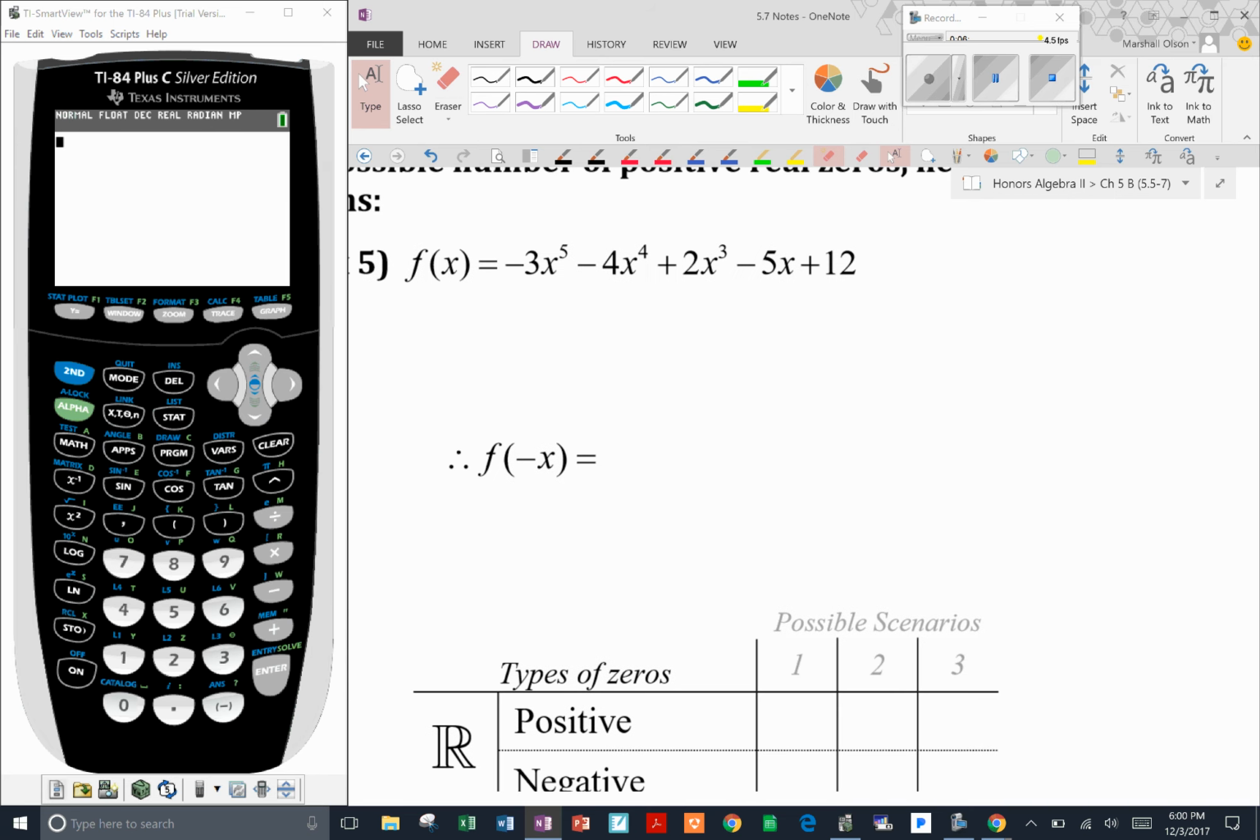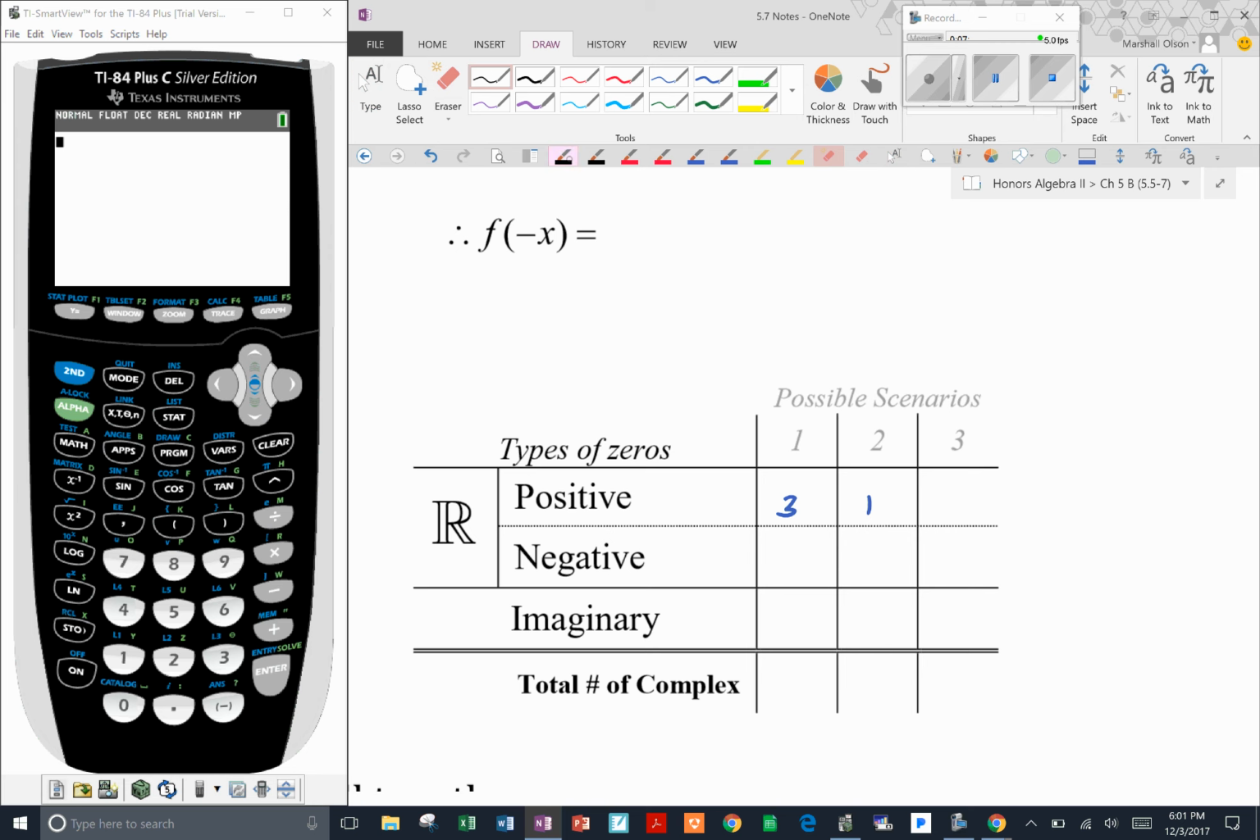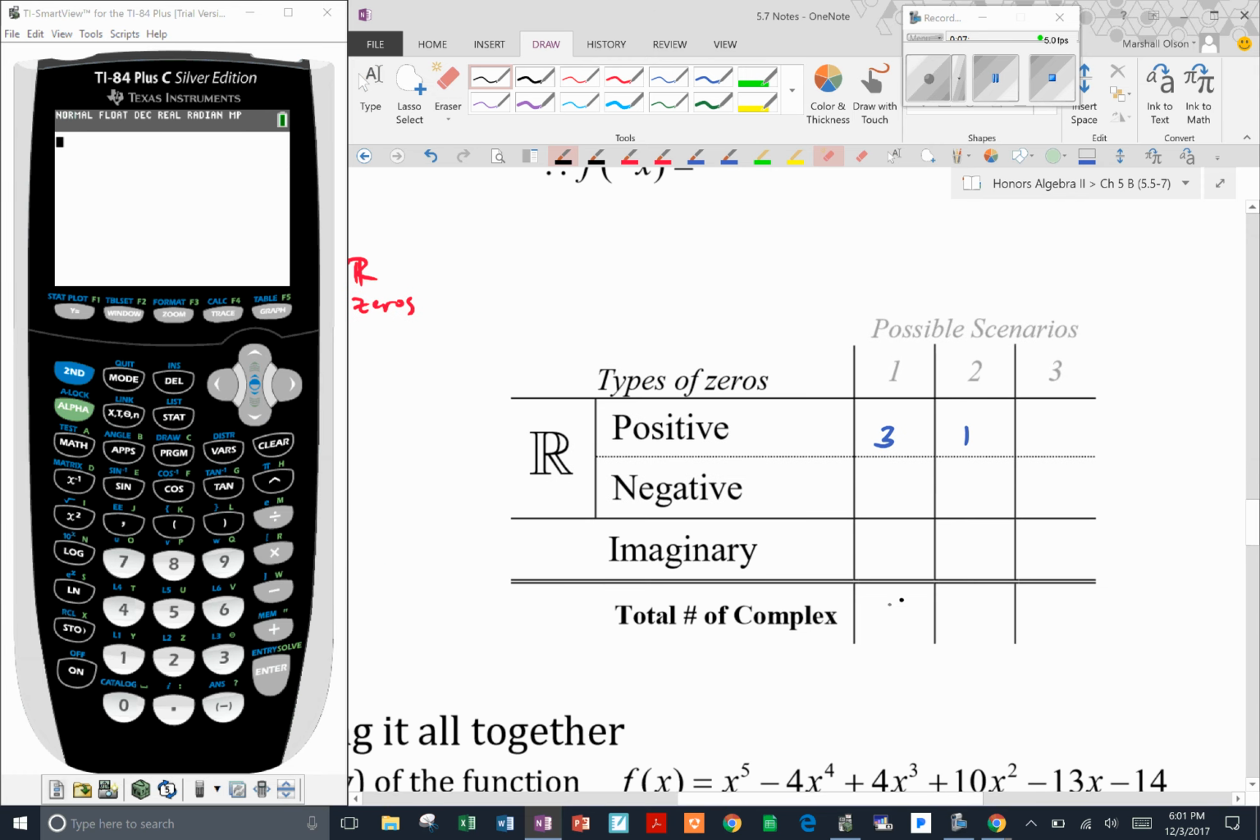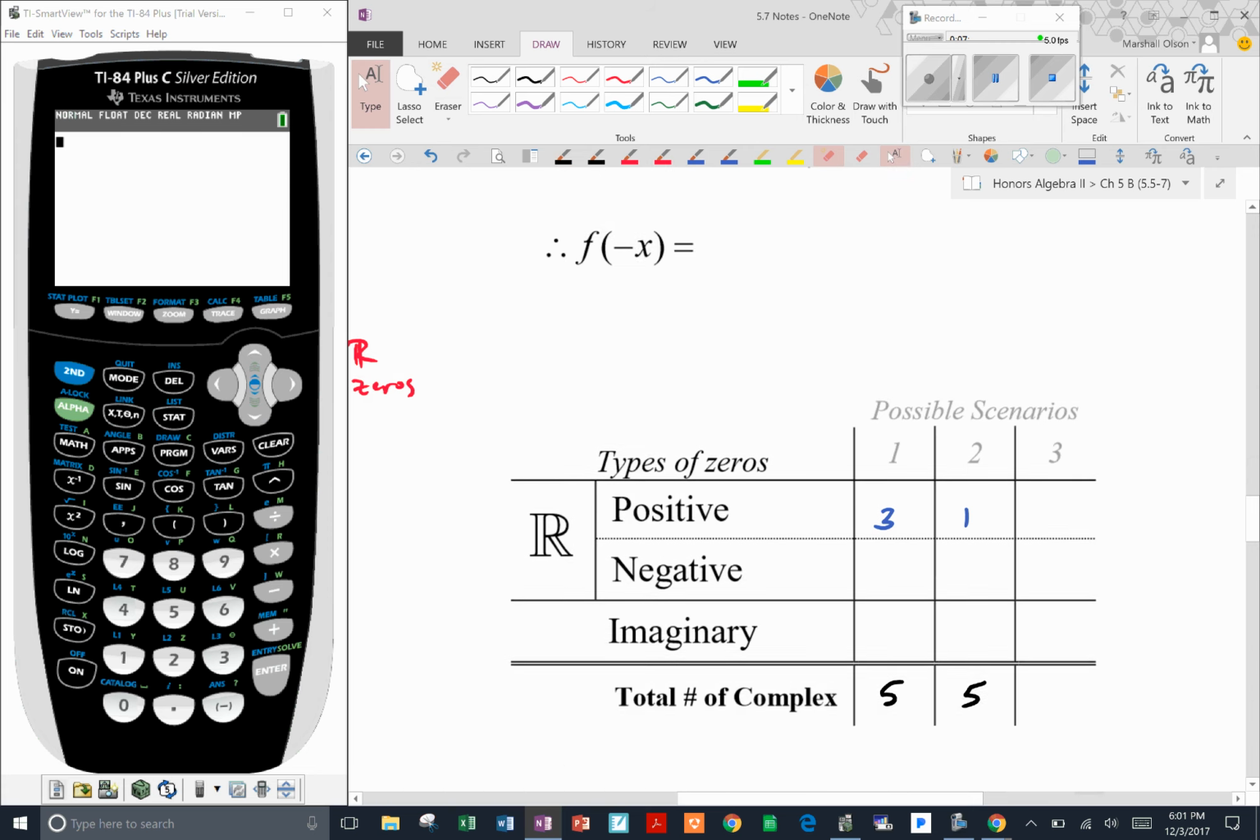But first we're going to count our sign changes. So we've got, let's see, 1, 2, 3 sign changes. So that means that we either have 3 positive real or 1. Let's just say 3 or 1 positive real zeros. So far we have 2 possible scenarios. So I'm going to come down here. We had a quintic polynomial to start off with, degree 5. So in both these cases, we know the total complex zeros is 5.